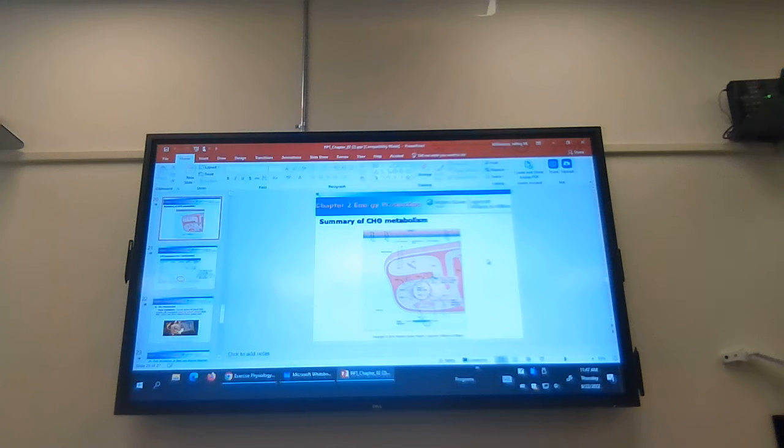Where does ATP come from? Each step of glycolysis. You'll be fine. And how you get the 30, tally it up.